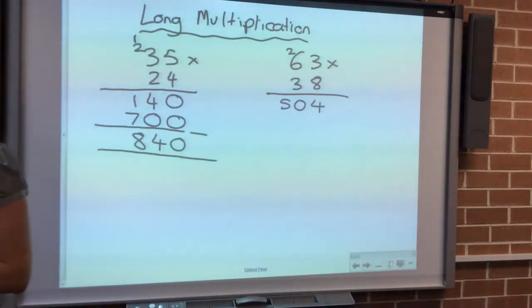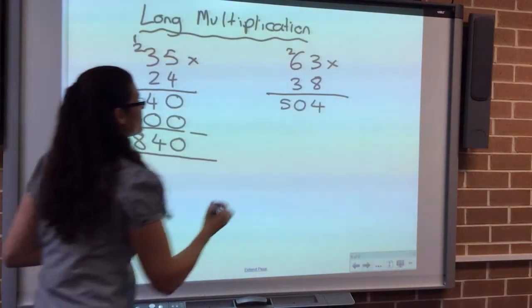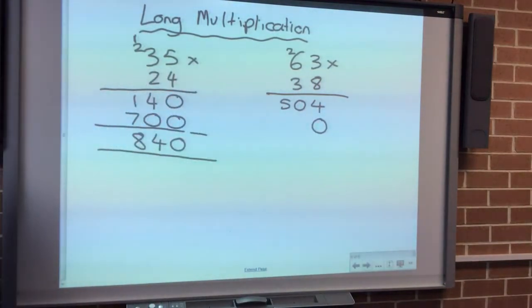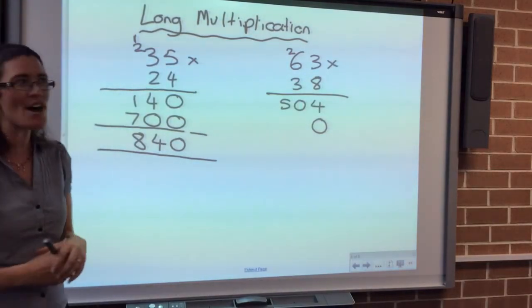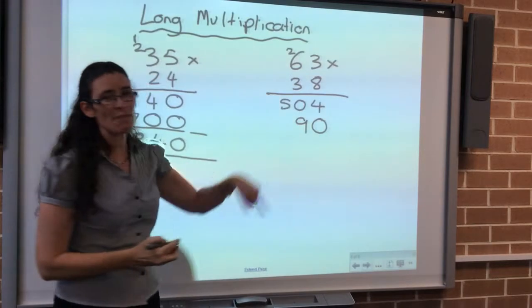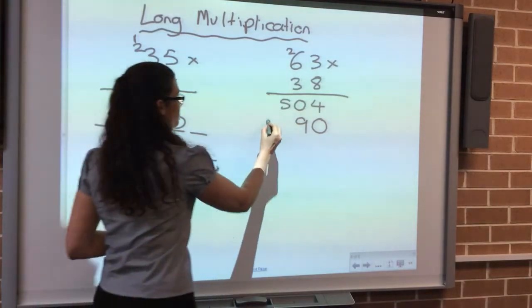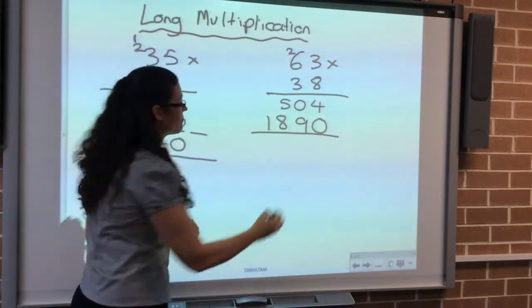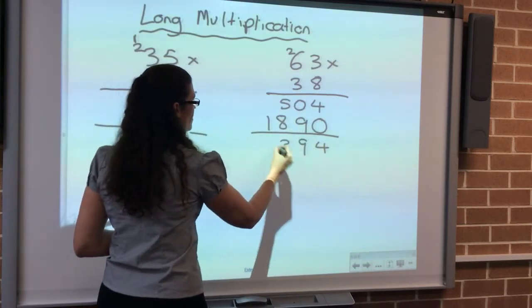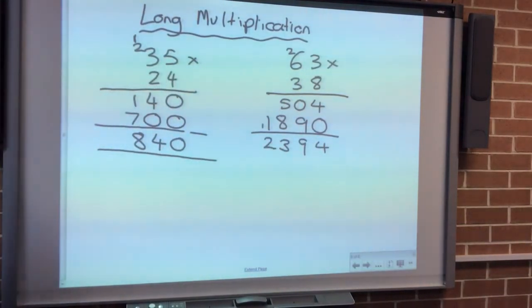This 3 is not an ordinary 3, it's a 30. So what am I going to do? Put a 0 down before. Chad, what's 3 times 3? 3 times 3 is 9. What's 3 times 6? 18. Add them together. So you get 2,394. Alright, your turn to try 2.